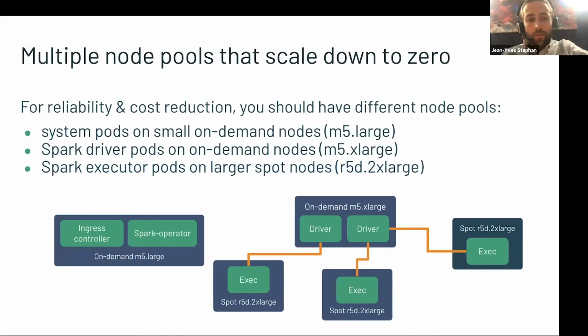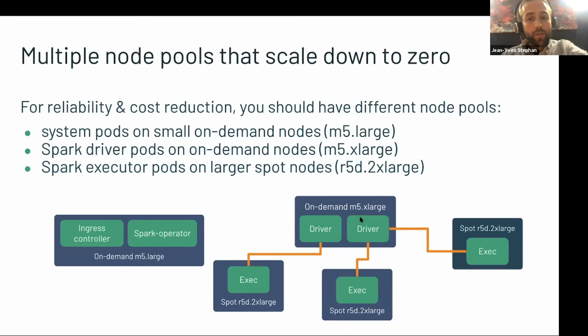One thing that we do at Data Mechanics is we configure the Kubernetes cluster to have multiple node pools, and these node pools should be able to automatically scale up and down, and also scale down to 0, so that you're not paying anything when you're not running any workloads. Typically we might have a small on-demand node for some system pods like the Spark operator we mentioned. We might have an M5X large node or node pool for driver pods.